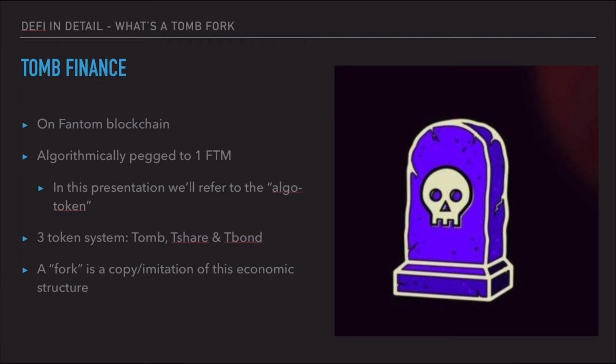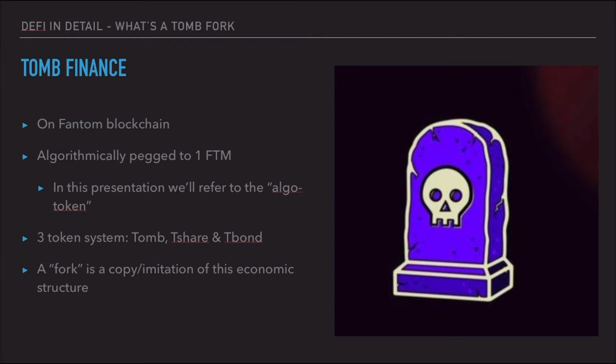It was on the Phantom blockchain, and it was a token built around a token algorithmically pegged to the price of one Phantom. So in this presentation, you'll hear me refer to the algo token. That's because all tomb forks have their own version of this token. So I will just refer to it as the algo token, the token that is algorithmically pegged to another.